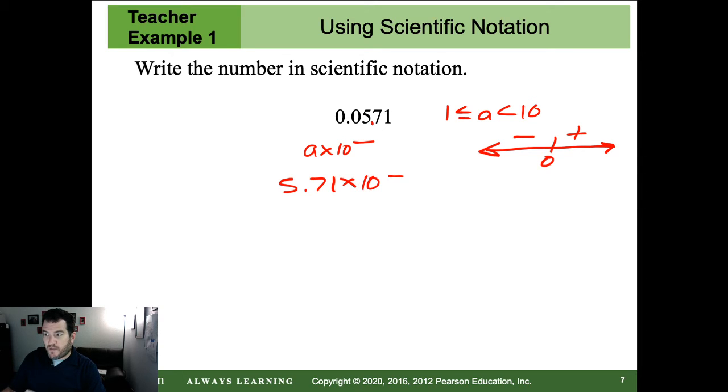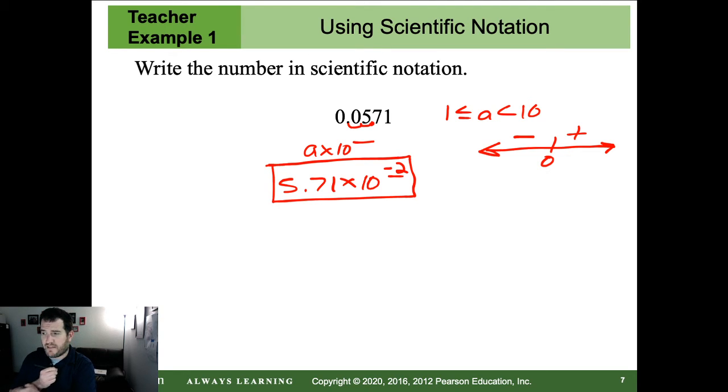I always start with whatever my decimal is, and I want to get back to the original. So I'm going to have to move this 1, and I'm going to have to move that 2. Because I went to the left, that's going to be a negative 2. So this is my final answer when it comes to scientific notation: 5.71 times 10 to the negative 2.